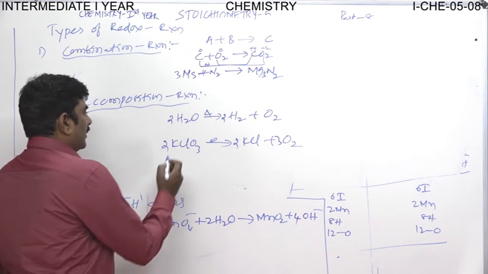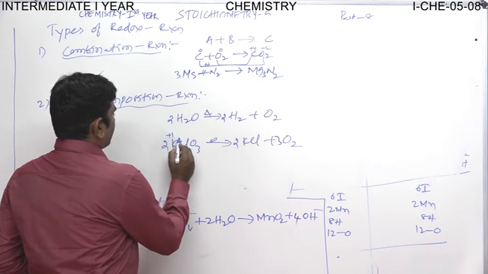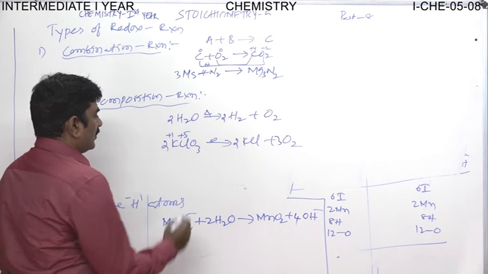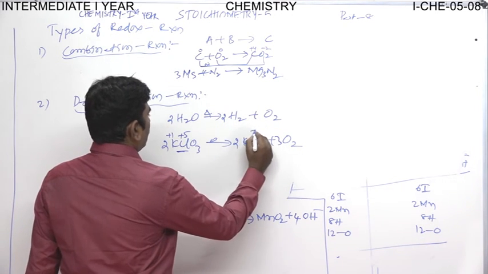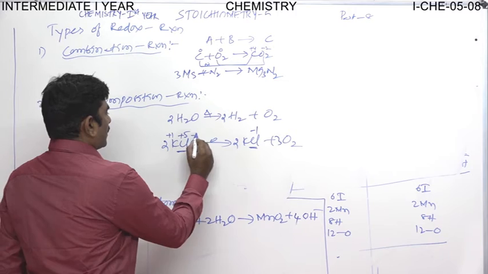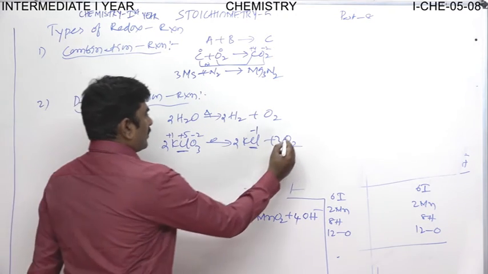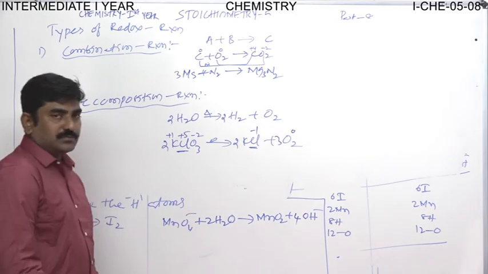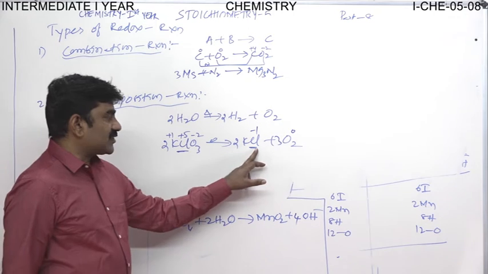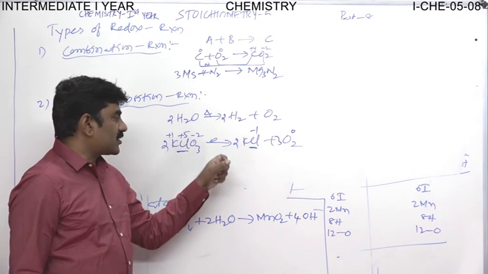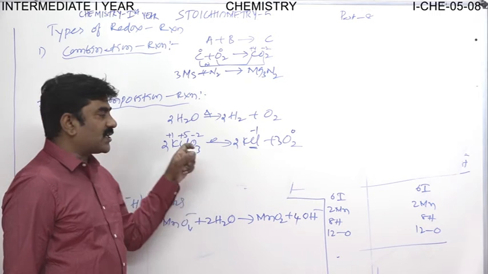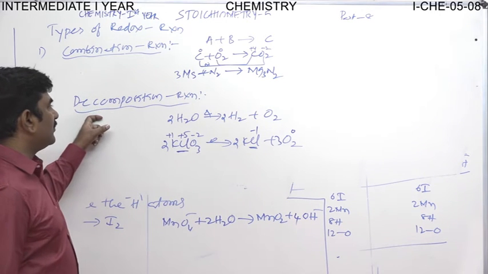Let us check here. What is the oxidation state? +1, and here the oxidation state is +5. What is the chlorine oxidation state? +5. Here the chlorine oxidation state is how much? -1. Here the oxygen oxidation state is how much? -2. Here the oxidation state is how much? 0. So +5 to -1 is reduction, and -2 to 0 is oxidation. So oxidation is taking place and reduction is taking place. That's why it is redox, and it belongs to which category?